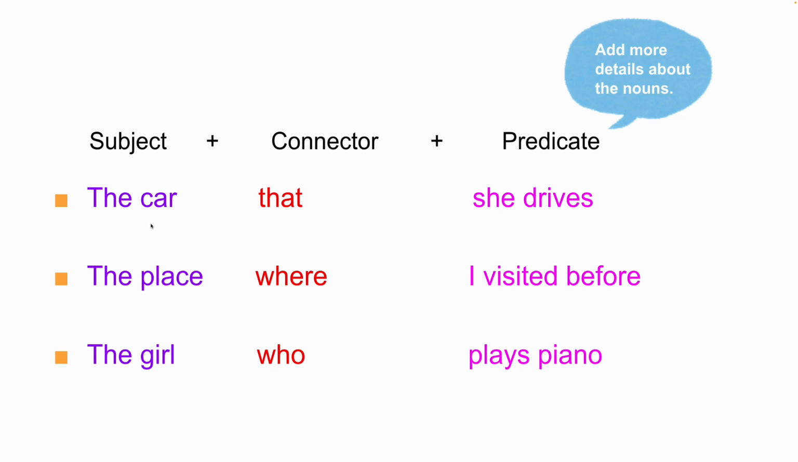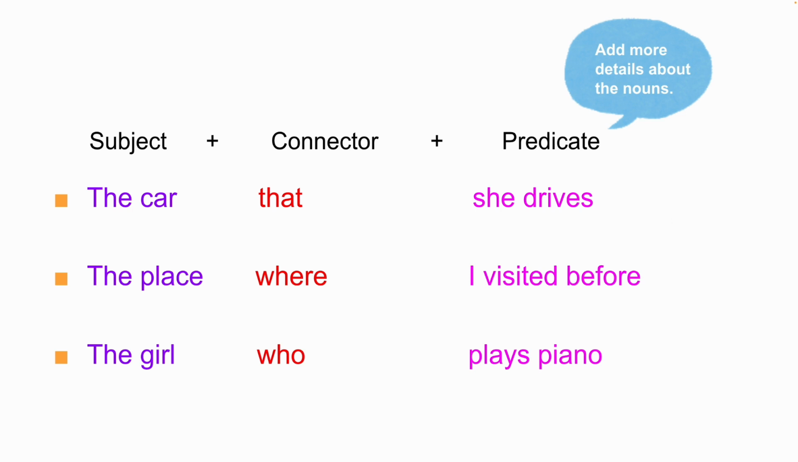The car that she drives. So the car is the subject, and we use verb phrases to add more details about the nouns, about the car. So the car that she drives, the place where I visited before, subject, predicate. The girl, subject, who plays piano. So notice that in between the subject and the predicate, we can always find connectors, such as that, who, where.